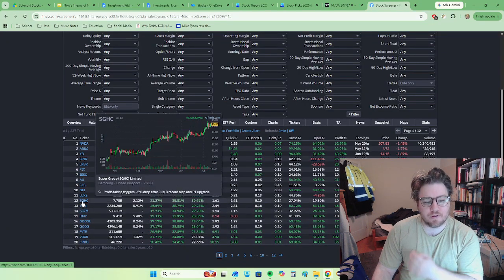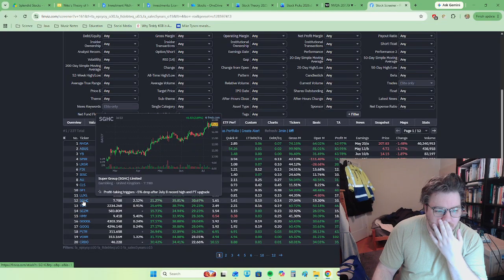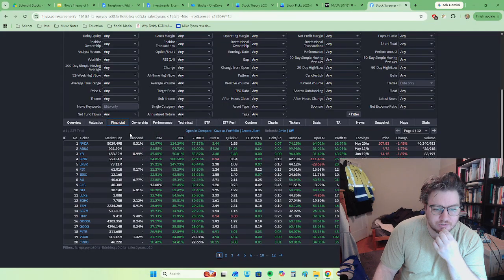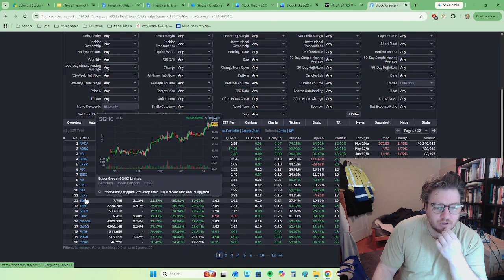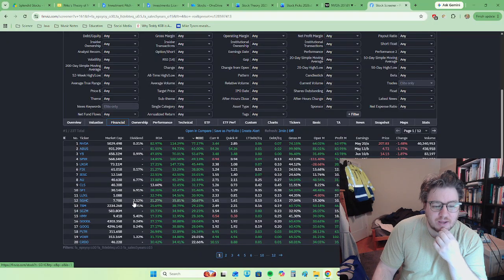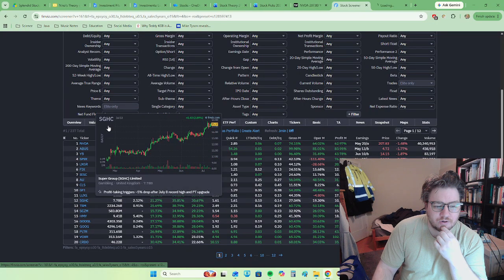So this looks like a good graph. Super Group, but it's only $7 billion. It's got a 2%. I like this Super Group. Why? Because they're trustworthy. They pay a 2% dividend. Small company, $7 billion. Great returns. I'm gonna pick Super Group.